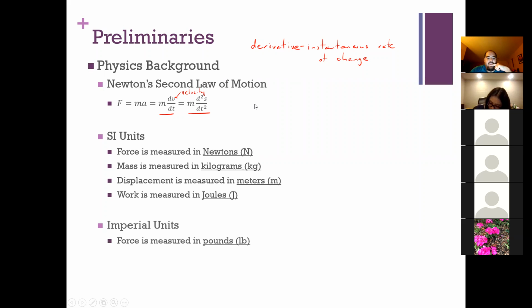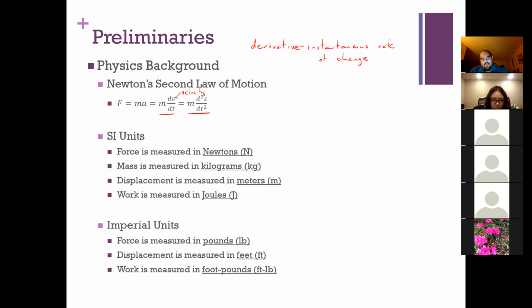In imperial units, force is going to be measured in pounds. Displacement is measured in feet, and so that means work is measured in foot-pounds. There is an imperial unit for mass, but it's not something that's widely used. Usually we just express pounds for any force of gravity we want to think about.